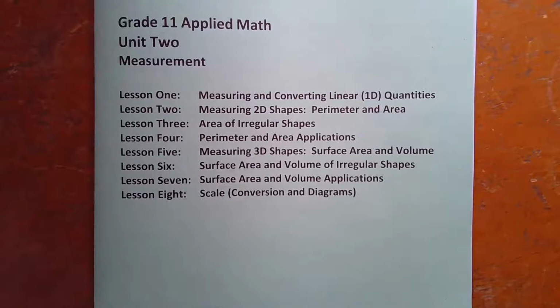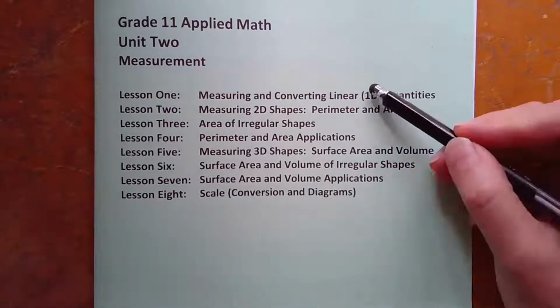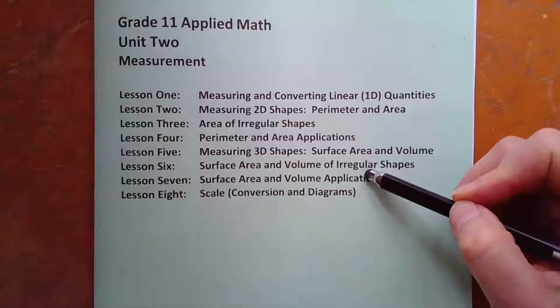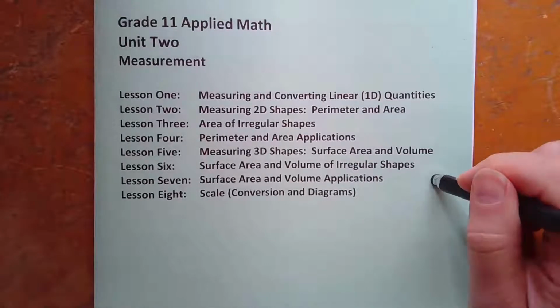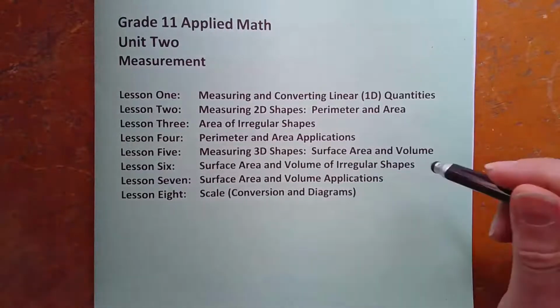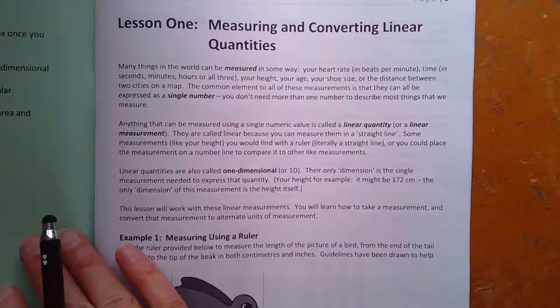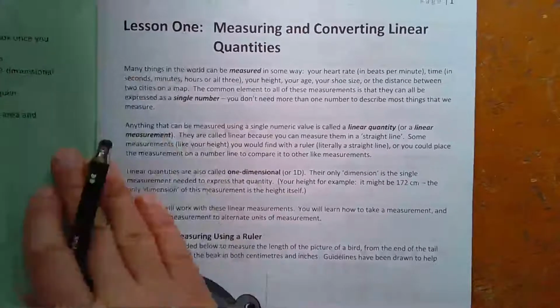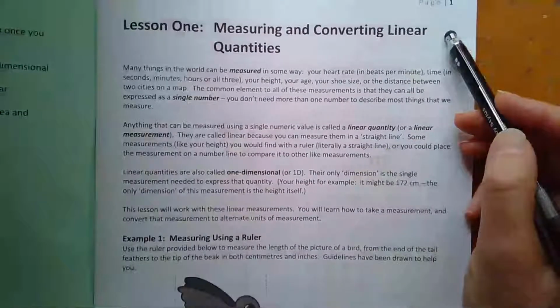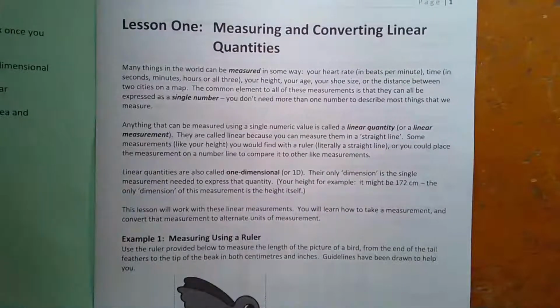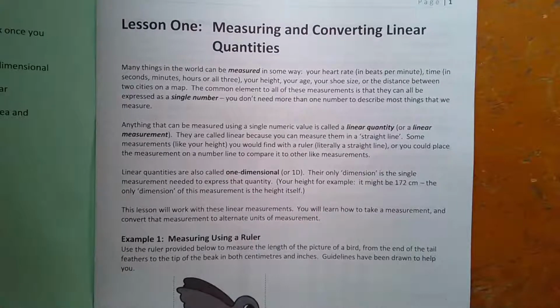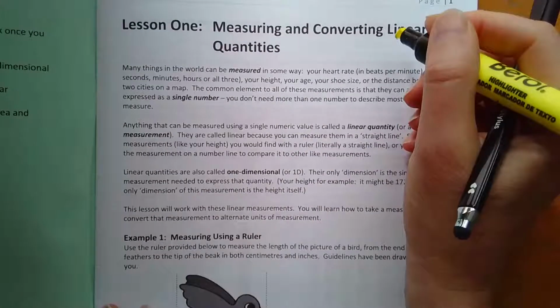This is also a unit in the grade 12 course, measurements, so keep that in mind. A lot of these concepts that we're learning in this last unit will be carried over into the grade 12. So lesson 1, we're going to talk about measuring and converting linear quantities. And there's that word line. That's where the word linear comes from, right? Or the word line.